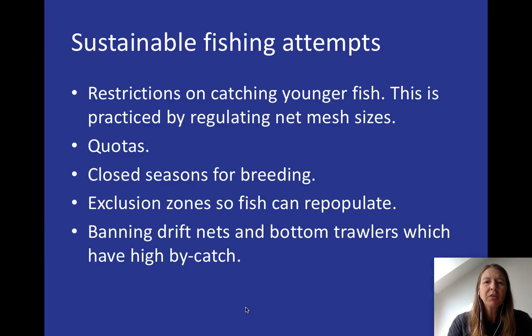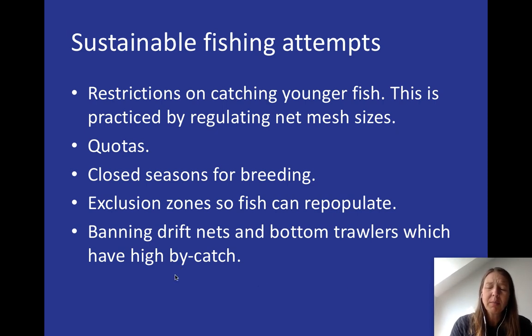But I just want to show you sustainable fishing attempts, like if you want to keep your population from crashing. This isn't really something that's fully covered by the IB, but it is important when you're looking at fishing. You want to make sure you restrict catch on younger fish, and you can do that by having different size mesh. Make quotas, so you can only catch so much. Let the fish breed without being disturbed. Have exclusion zones, which are really nice, like marine protected areas. And drift nets, which are so terrible, and bottom trawlers.